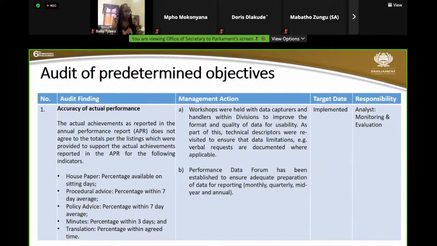And as part of that, there were some instances where some descriptors had to be revisited, where, for example, there are verbal requests that are submitted by members and there's no recording of when the request came in. So that workshop actually addressed procedures on how we can continue to service the member and make sure that we have a record of when the request came in. And then secondly, to improve overall performance information and the evidence that relates to it, a performance data forum has been established to ensure adequate preparation of data for reporting purposes at each and every reporting cycle.